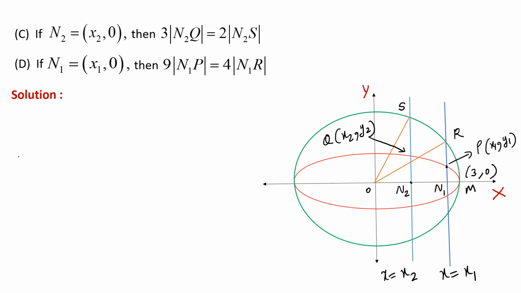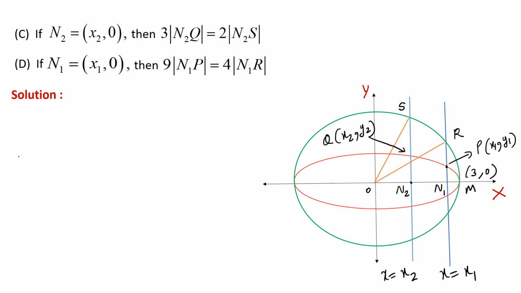Now students, basically in this question, we have to find the equation of the line PQ and we have to relate the lengths of the line segments N2Q and N2S, and also we have to relate the lengths of the line segments N1P and N1R. Now you can see the figure of the given question.